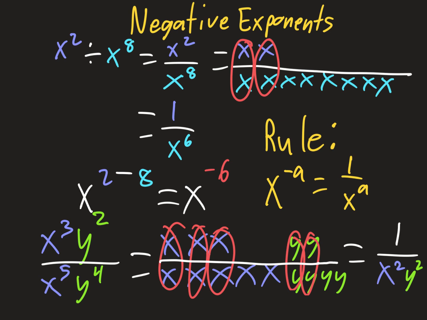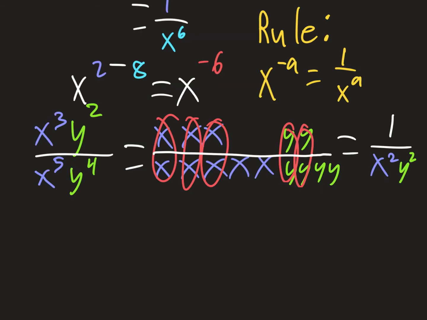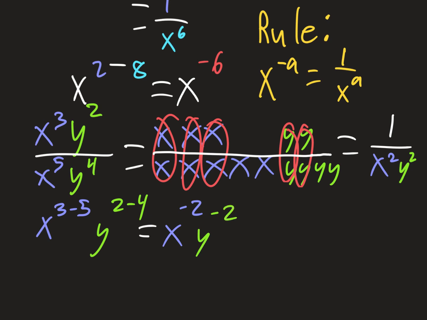This means that our final answer would be 1 over x to the second y to the second. Now, let's see what happens when we use the rule. x to the 3 minus 5 times y to the 2 minus 4 gives us x to the minus 2 and y to the minus 2. That does check out. 1 over x squared y squared equals x to the minus 2 y to the minus 2.